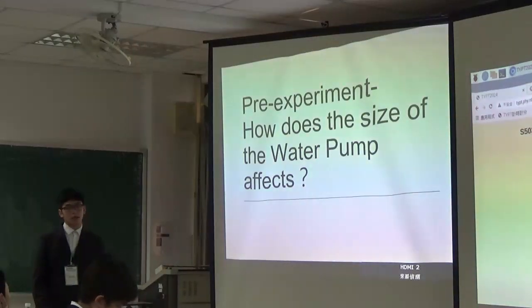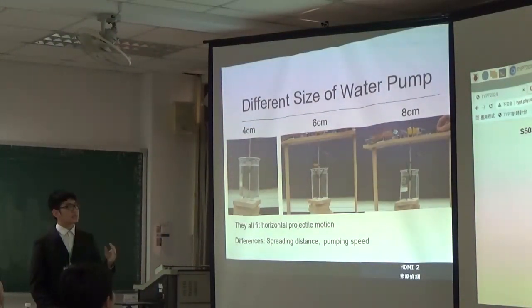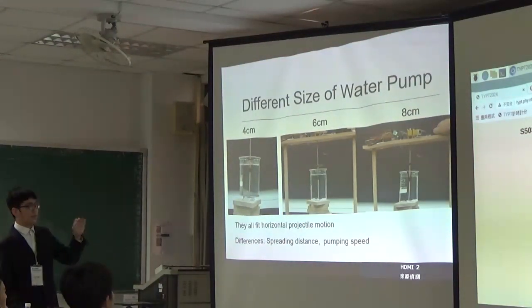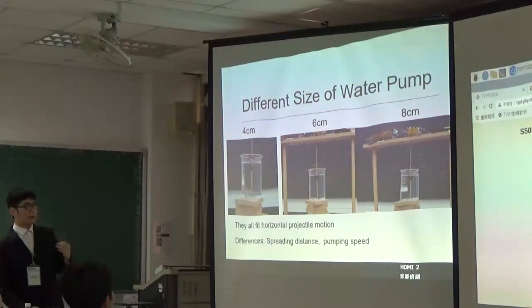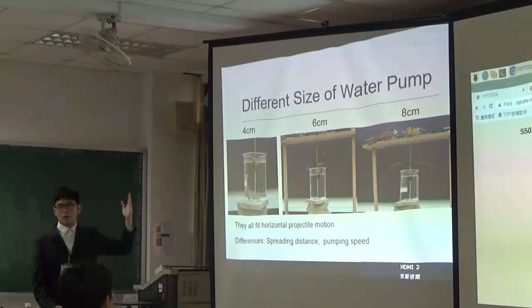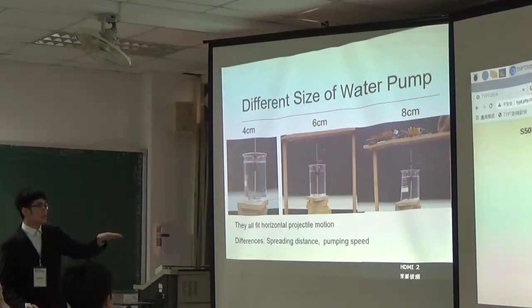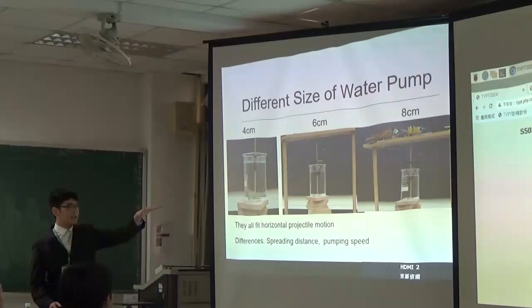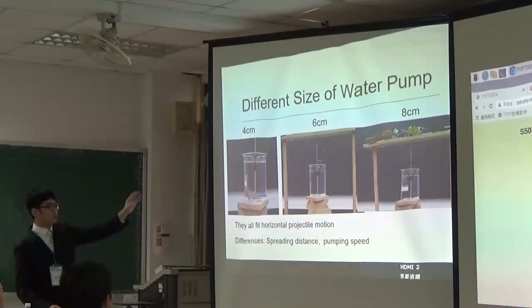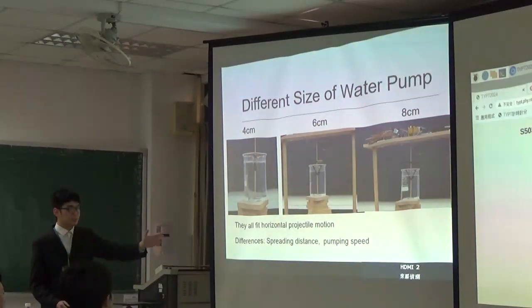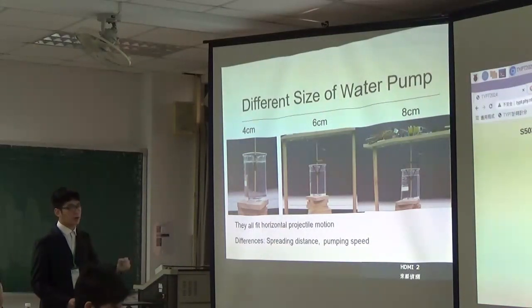And for the pre-experiment, how does the size of the water pump affect the result? I tried different sizes of the water pump, where the length of the side is 4, 6, and 8 centimeters. Because of the limitation of my tools, the fastest rotating speed that I can reach is 6 RPS. Under this situation, I think they are most likely to be a horizontal projectile motion. The only difference between these three is the spreading distance and the pumping speed. So these will be the two factors that I will mainly focus on.